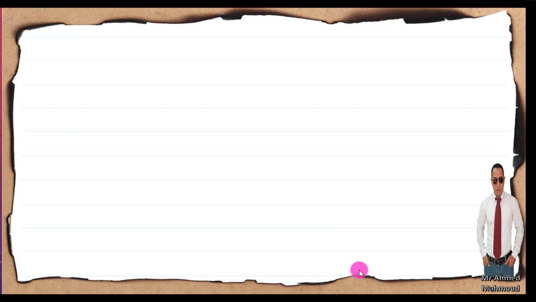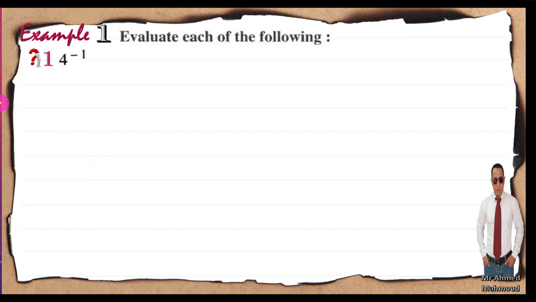Okay, now let's solve example 1. Number 1, 4 power negative 1 equals 1 over 4 power 1, which is 1 over 4. And number 2, negative 2 over 3, all to the power negative 2.